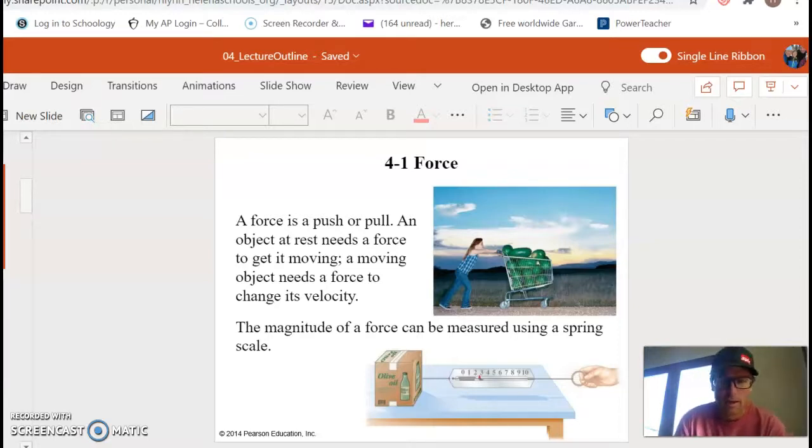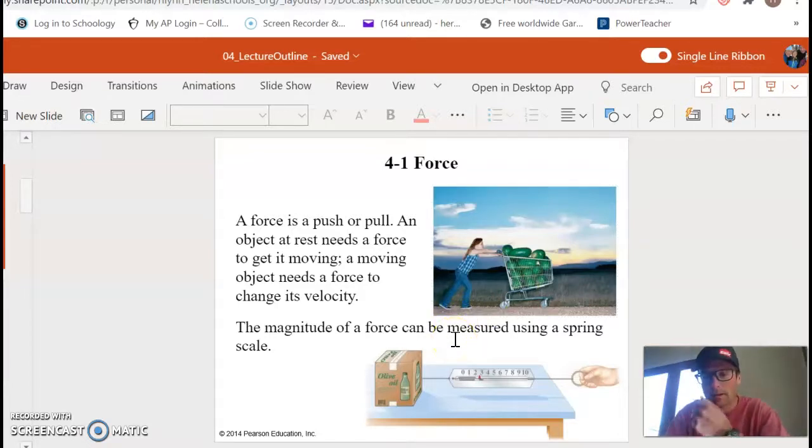And if I have an object at rest, so let's look at this shopping cart full of, it looks like watermelons. Initially, that cart is going to be at rest, just sitting there. And if we wanted to get it moving, obviously we're going to have to apply a force to it.